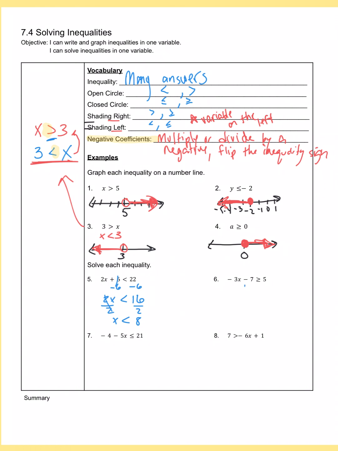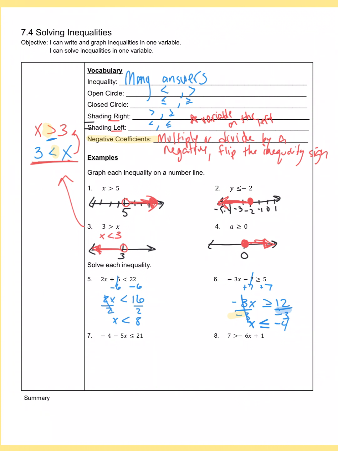Number 6, I'm going to add 7. The opposite of minus 7 is plus 7. Drop down that negative 3x greater than or equal to 12. And now this is being multiplied by negative 3, so the opposite is to divide by negative 3. But I notice here that I'm dividing by a negative, so I'm going to have to flip that sign around. So x, and I'm going to flip this around to be less than or equal to, and then 12 divided by negative 3 is negative 4.